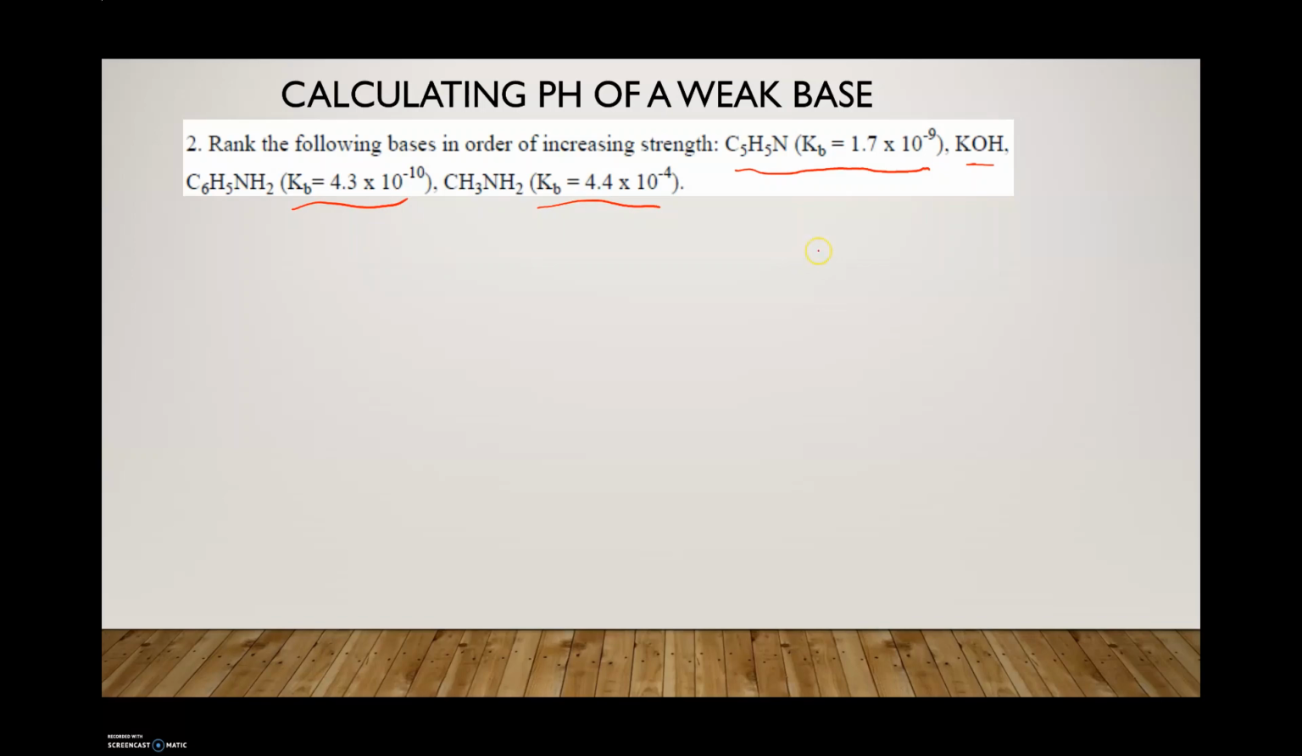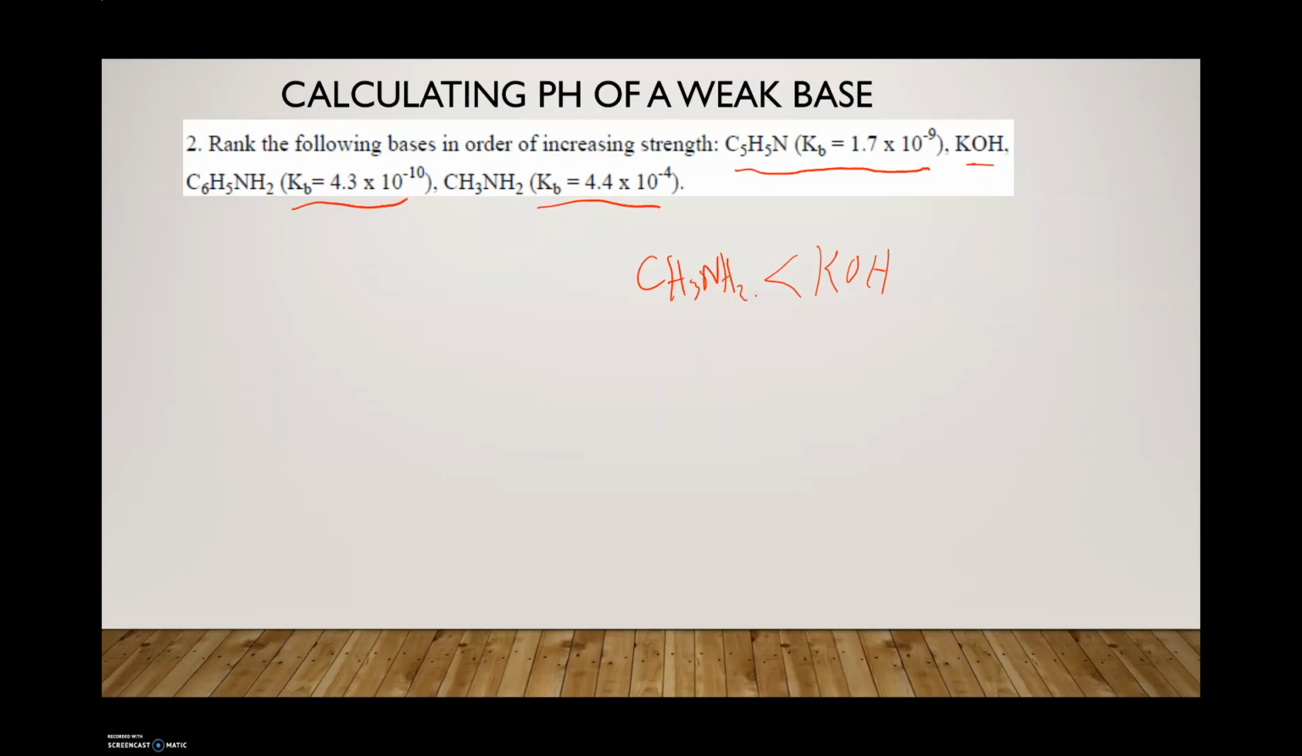Potassium hydroxide is a strong base. It's going to be the strongest of those 4. Now we're going to look at the Kb values. What is the next largest Kb? It is the methylamine here, which is CH3NH2. So that's next in line.